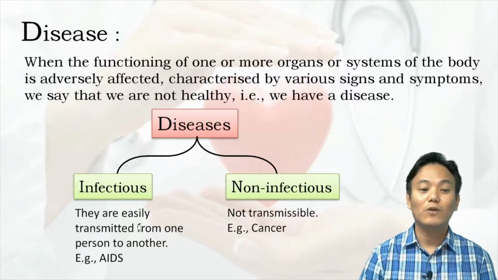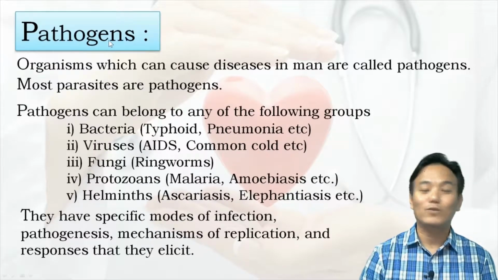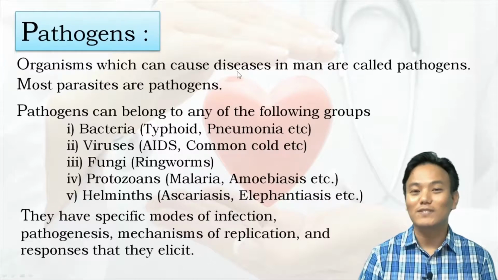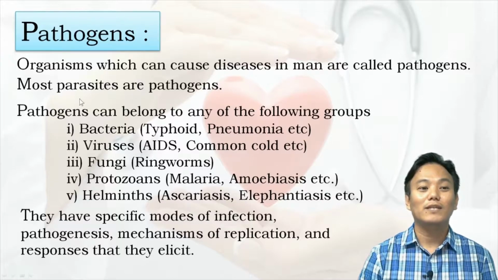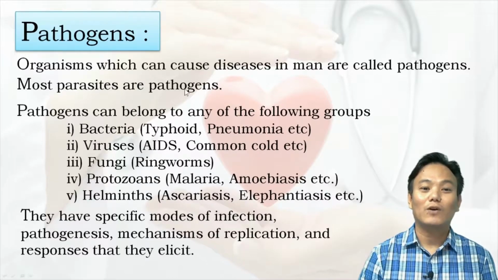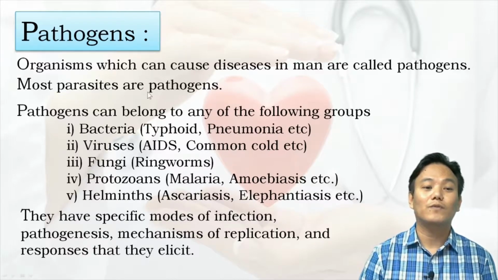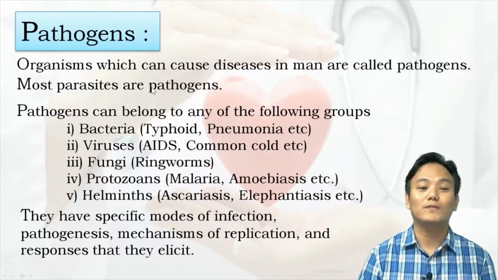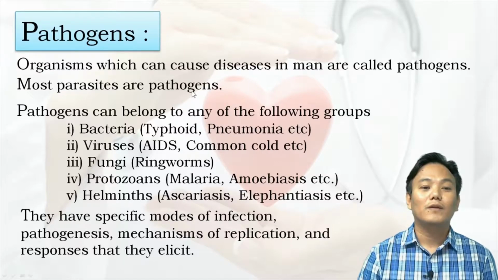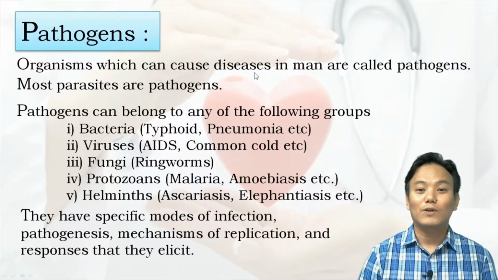Now we will talk about infectious diseases and their causes. One of the major causes is pathogens. Pathogens are those organisms which can cause diseases in man, right? And most of the parasites are called pathogens. Not all parasites are pathogens. Not all parasites can cause disease. There are some parasites which can cause disease, and some which do not. So pathogens are the organisms which cause disease, and they belong to any of the following groups.